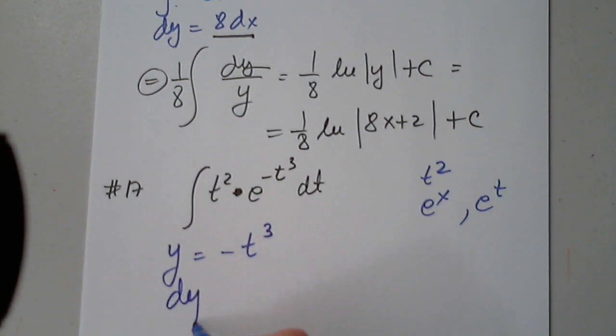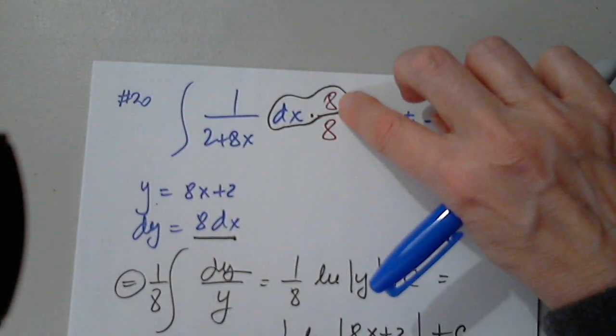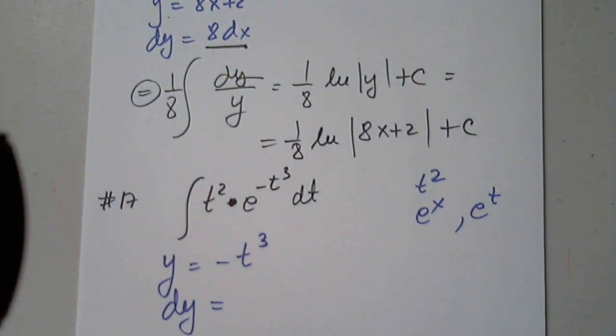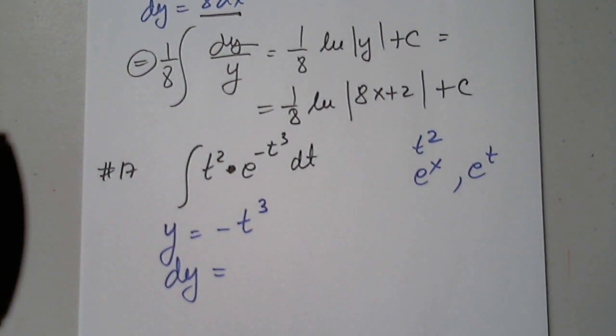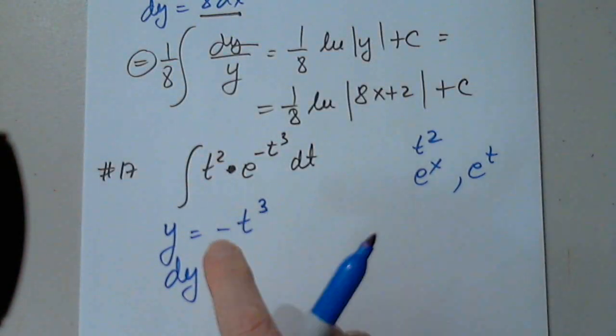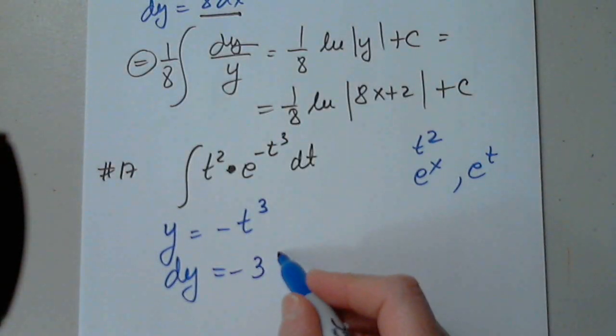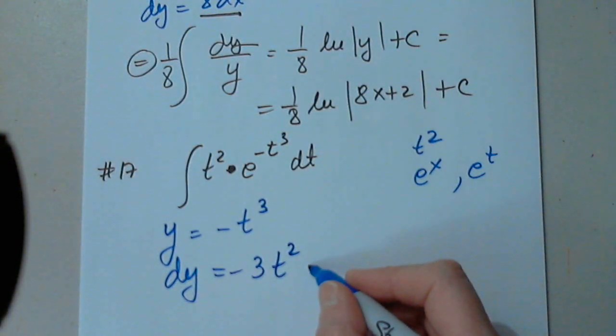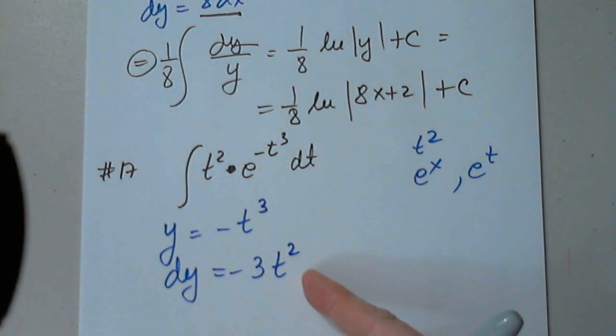As long as I can find dy, even if it needs a tiny, tiny tweaking, it's okay if it's a constant. So can anyone give us dy? Anyone? T squared. There is a negative. Yes. 3t squared. It's not good enough. Dy has to have something else.